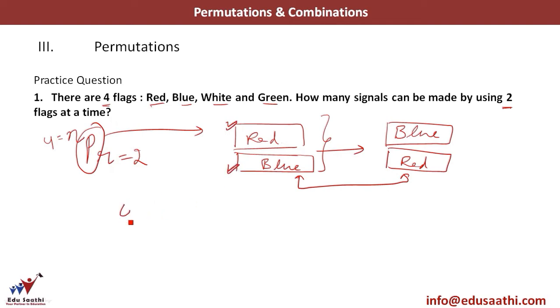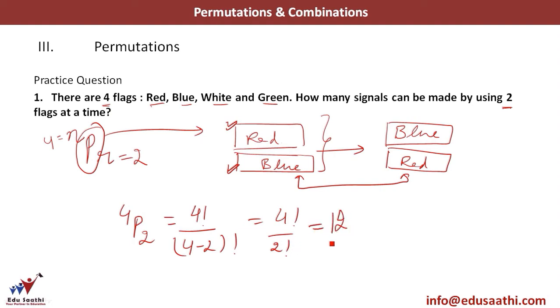So what is the answer to this? 4P2. What is 4P2? 4 factorial by (4 minus 2) factorial. So I will have 4 factorial divided by 2 factorial, which on solving will give you 12 as the answer. So this is the first method of solving.